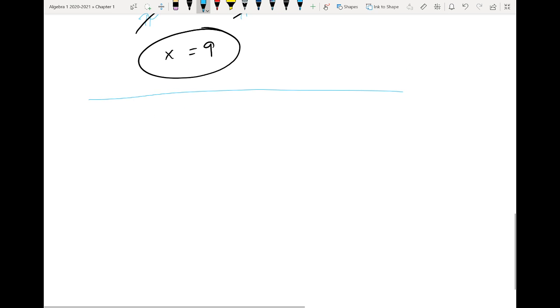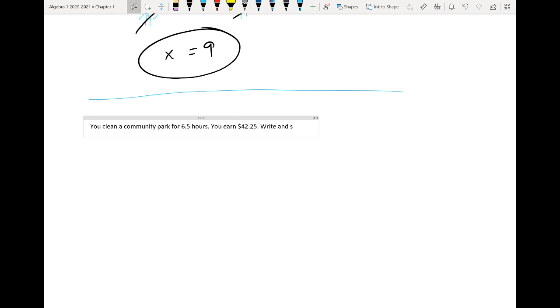Let's do a word problem. Actually, we're going to do a couple word problems and we'll be done today. So, you clean a community park for 6.5 hours. You're going to earn $42.25. We're going to write and solve an equation to find how much you earn per hour.